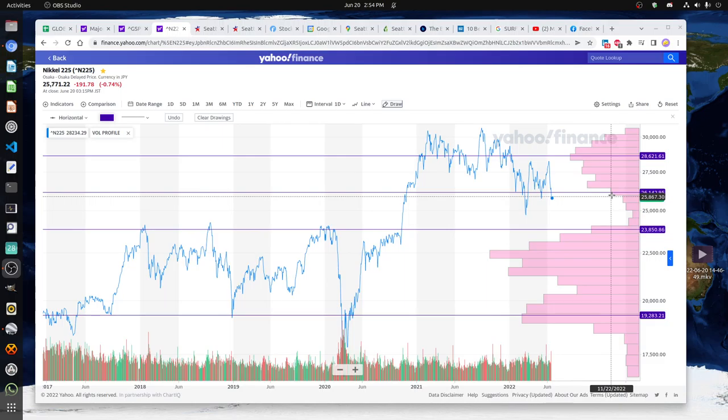The interesting thing is, if you look at this point here, which was the major point, then there's this dead area here where there wasn't much trading done at all. So it looks like we could just drop all the way down to here if it misses this point in here, which looks like another level of support.